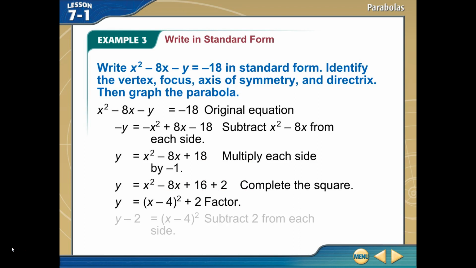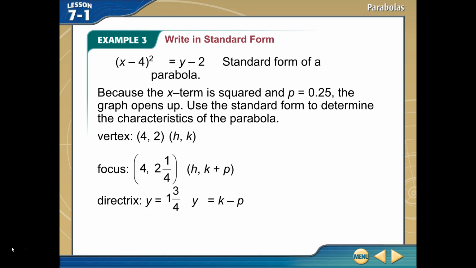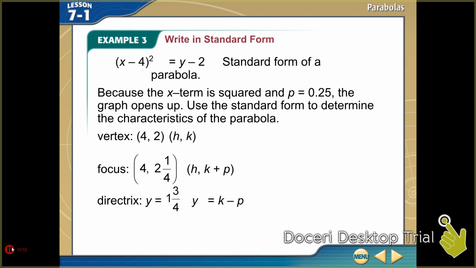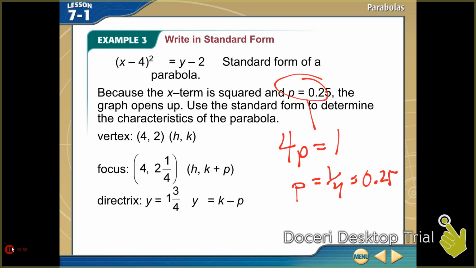All right, now we have this value in, we're taking away the 2 to put it into our standard form, and we can see that it's an x squared term, which means it's going to go up or down. We need to figure out what's in place of 4p, find that, and then we have our value for our focus and our directrix. All right, so there's our value. We can see that 4p has to be 1, because we have 1 in front of it. And so when I get that from here, right, if 4p is 1, then p is 1/4, which is 0.25. So that's where the 0.25 is coming from.